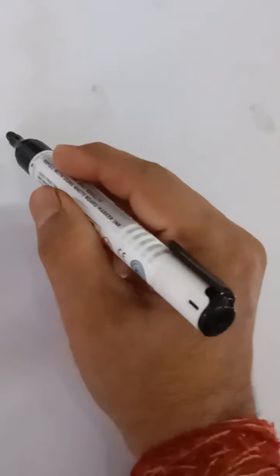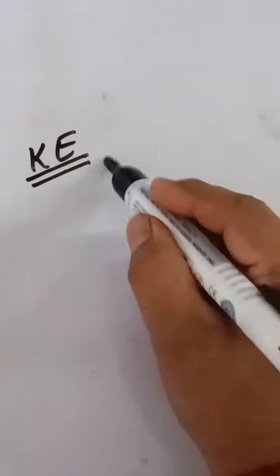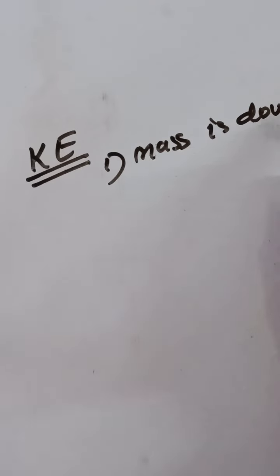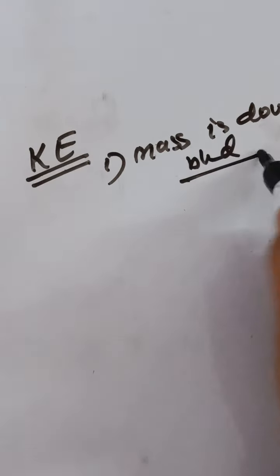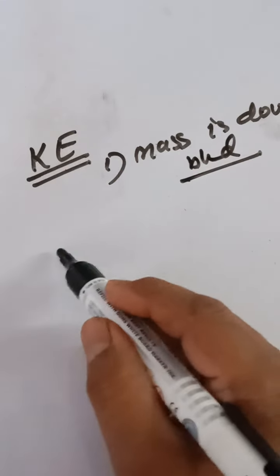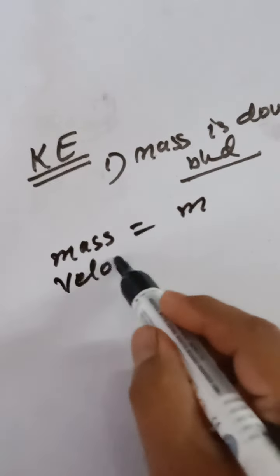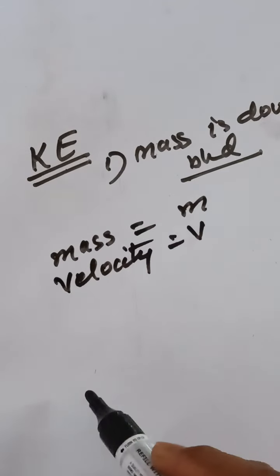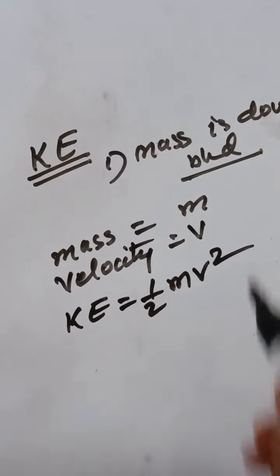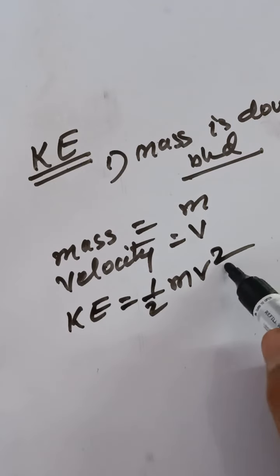In this video we are going to see what is the effect on kinetic energy when mass is doubled. Let the mass of the object be m and velocity be v. Then the kinetic energy of the object will be half mv square. This is the formula of kinetic energy. Let us take half mv square as x.